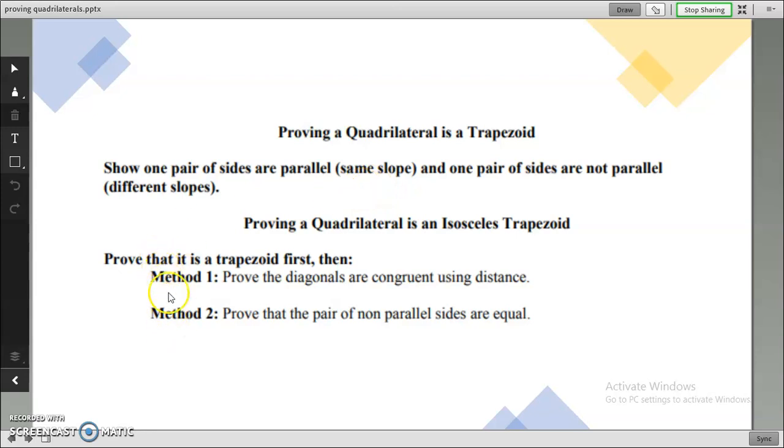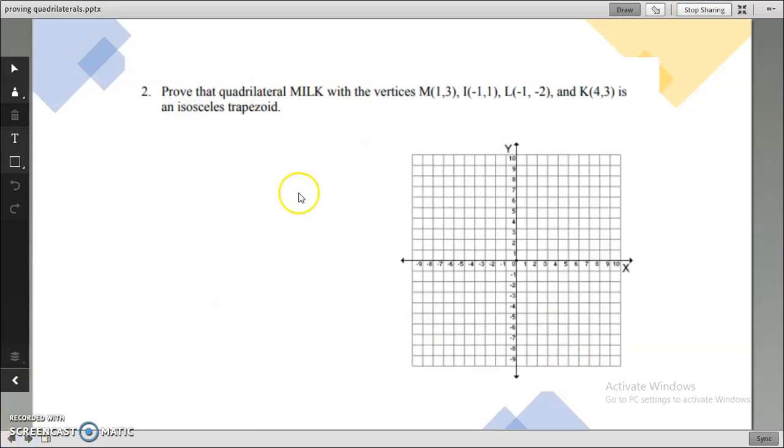Then, if we want to prove that the quadrilateral is an isosceles trapezoid, first we have to prove that it's a trapezoid by doing the steps up here. And then we can choose one of the two methods. We can either prove that the diagonals are congruent using the distance formula, or we can prove that the pair of non-parallel sides are equal. So here's our example. It says prove quadrilateral MILK, M-I-L-K, with vertices (1, 3), (-1, 1), (-1, -2), and (4, 3) is an isosceles trapezoid. So I have to prove that it's a trapezoid, then I have to prove it's an isosceles.